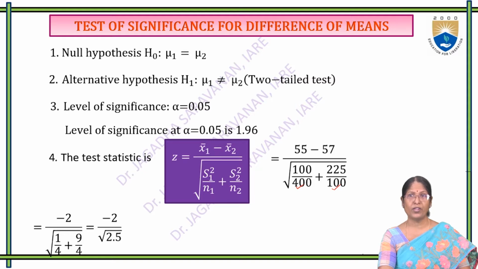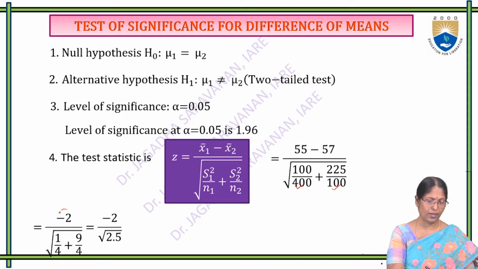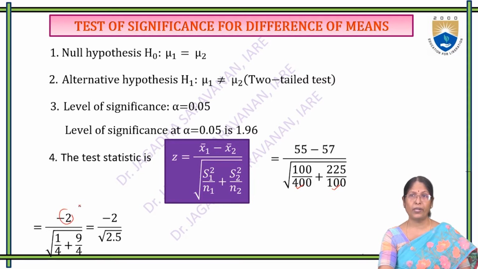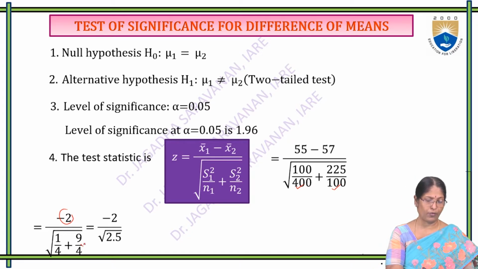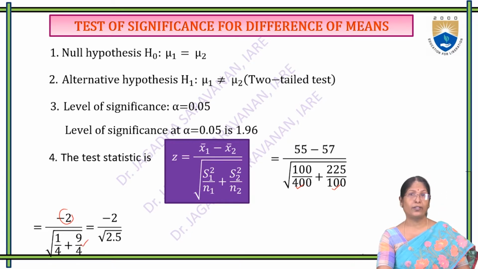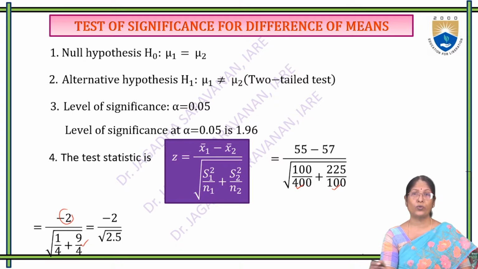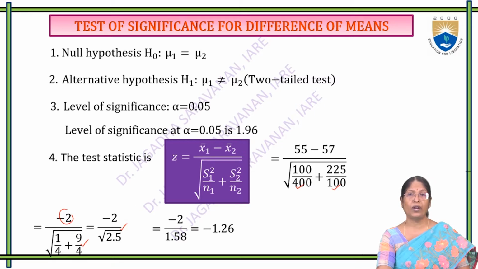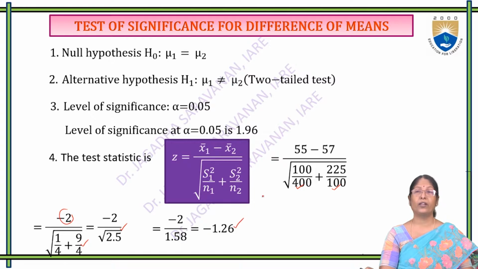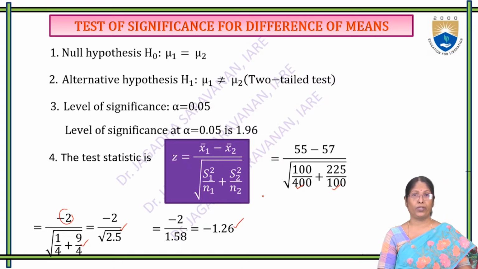So the simplification: the numerator part is -2, the denominator part is square root of 1 by 4 plus 9 by 4. So ultimately we obtained -2 divided by square root of 2.5. So -2 divided by 1.58. The final output is -1.26.